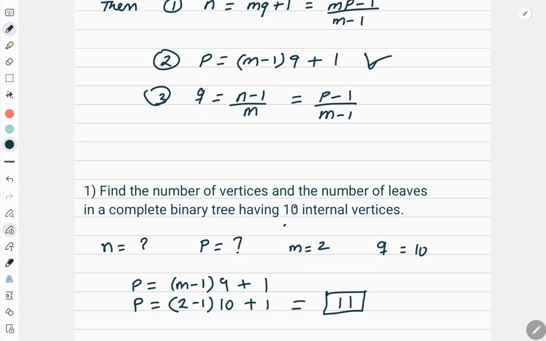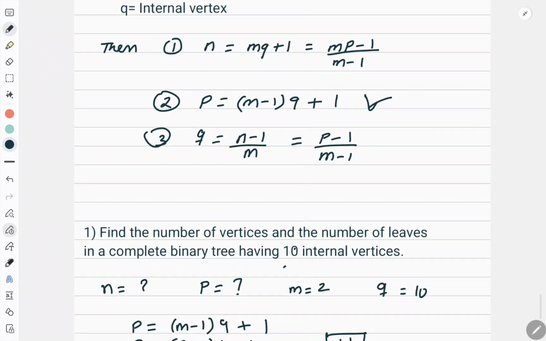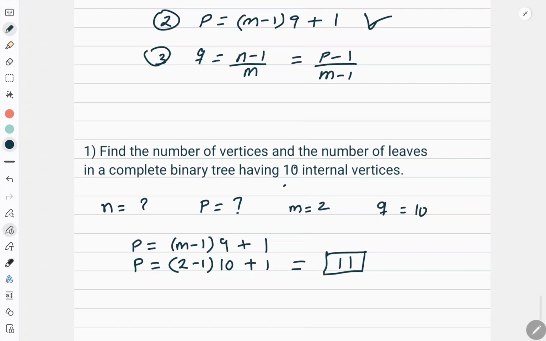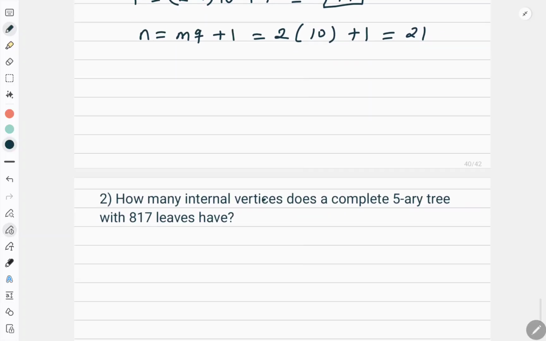And the second thing I need is n. Now what is the relation for n? N is equal to, look at this, n is equal to mq plus 1, right? So when I have n is equal to mq plus 1, what is m here? 2. What is q here? 10, plus 1. So 21. Answer. So only read and understand the terms, remember the formula, and then you can do the question.